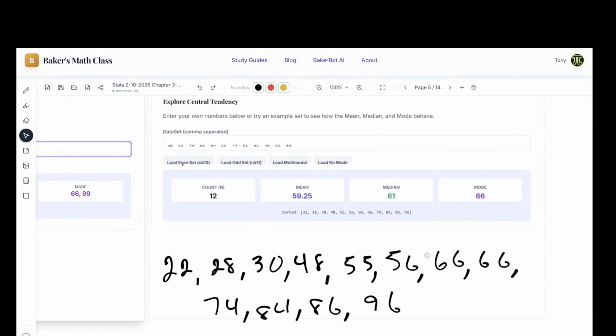Median. I have 12 numbers. So what's the number I'm going to use for my median? 12 divided by 2 is 6, right? So I'm going to count 6 over and 6 the other direction. So 6 and 7. All right, so we've got those two numbers. Add them up, divide by 2, and I get 61.